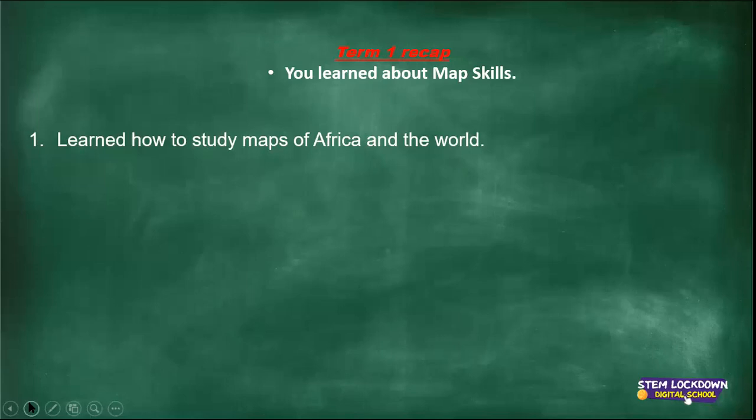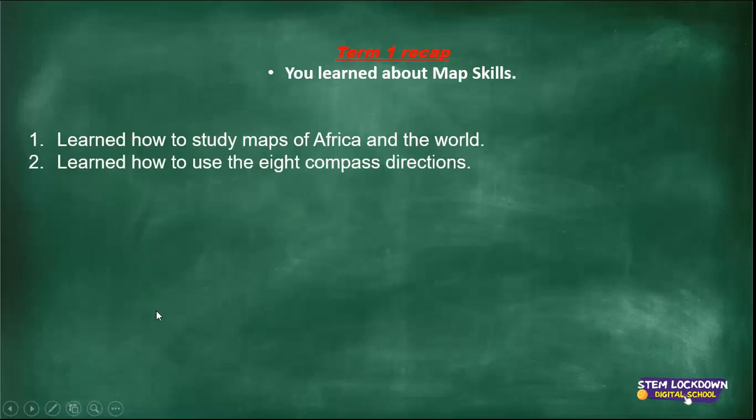We've also learned how to use the 8 compass directions. Your teachers must have told you that we have 8 compass directions, which are north, south, east, and west. The other ones are northeast, southeast, southwest, and northwest. I believe you still remember all those. If you don't, you can say it, I'm gonna prepare a lesson for you guys to remind you.